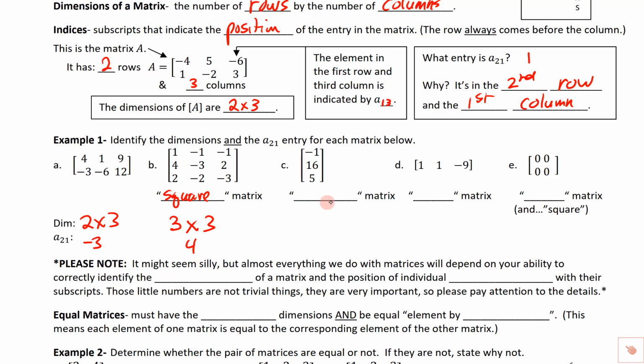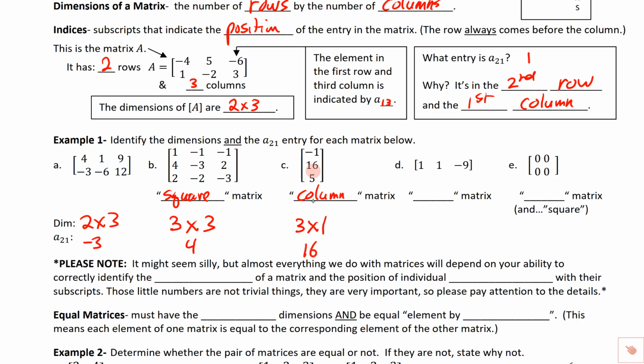All right, let's take a look at this next one. This one looks a little bit weird. It's kind of small. Because it only has one column, this is called a column matrix. It's got 3 rows and just one column, so this is a 3 by 1. If that second number is ever just a 1, we call that a column matrix. And let's find the A21 entry here. We need the second row and the first column. So that's right there, and that's going to be a 16.